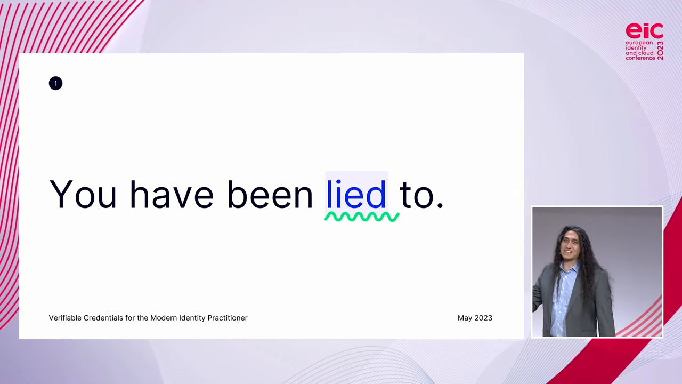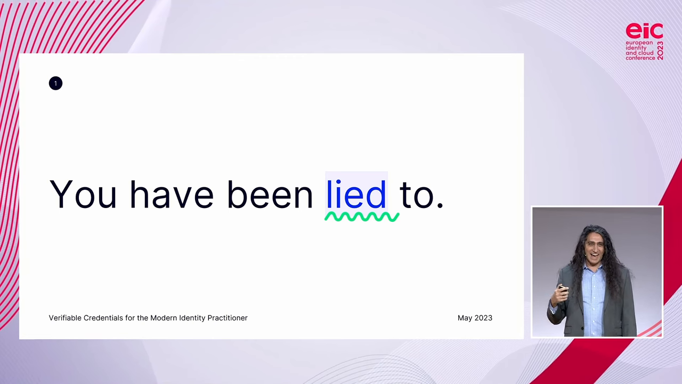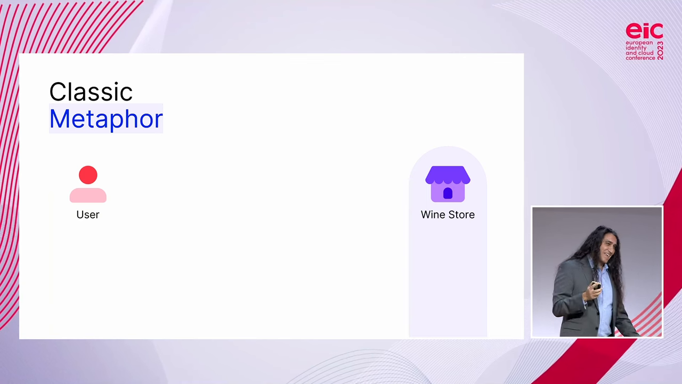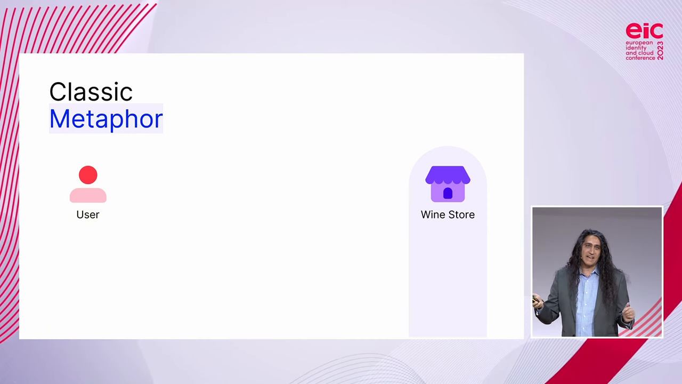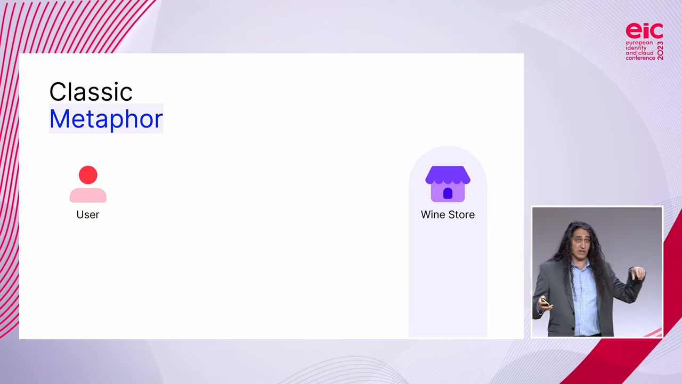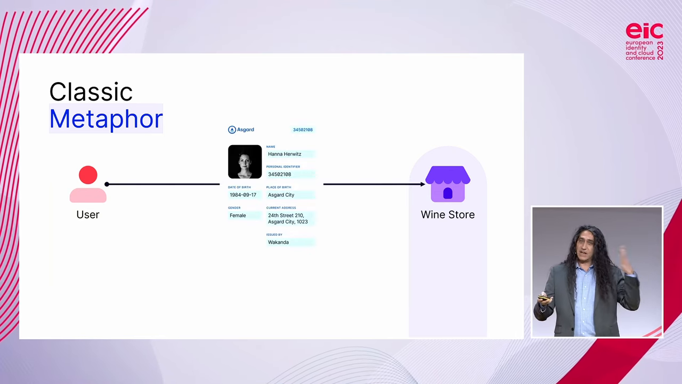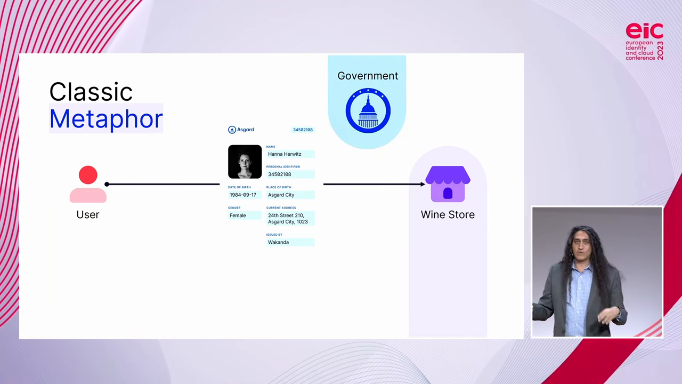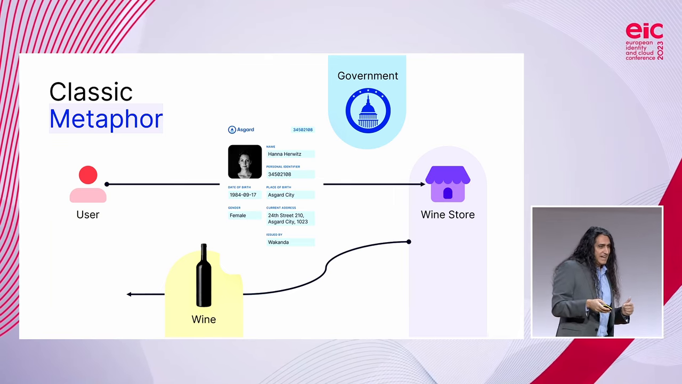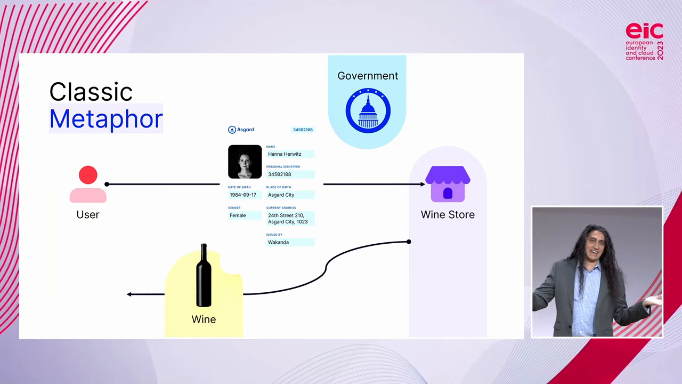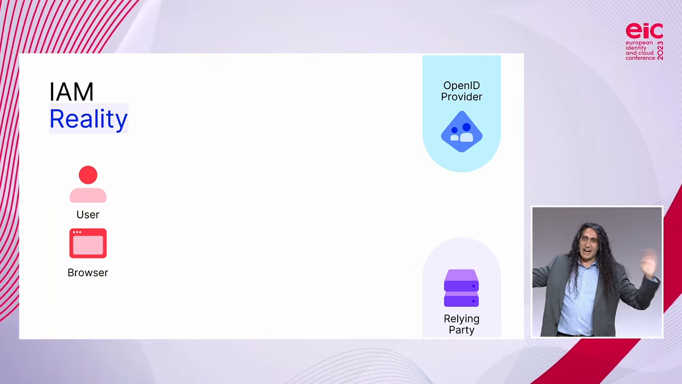I'll start by telling you that you have been lied to. And there is a very good chance that for many of you, I was the one lying to you. If you go back to the days in which you first were introduced to modern claims-based identity, you probably heard a variant of this metaphor, in which you have someone that wants booze, and in order to get booze, they have to present some document from some government entity which proves their age. And the outcome is your liver fails. And that's exactly how claims-based identity works, right? No, it isn't. Here is how we actually do things.